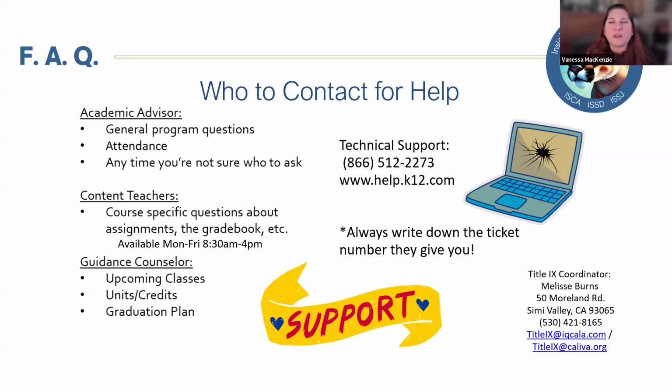You can either call them at 866-512-2273, or you can also go to www.helpk12.com. Always remember to write down your ticket and the number they give you, because that will be the first thing they ask you if you started a ticket with them. And for Title IX coordination, it will be Melise Burns.